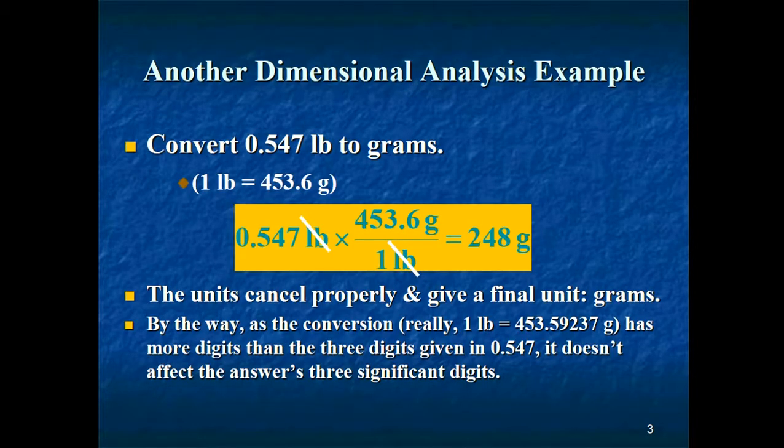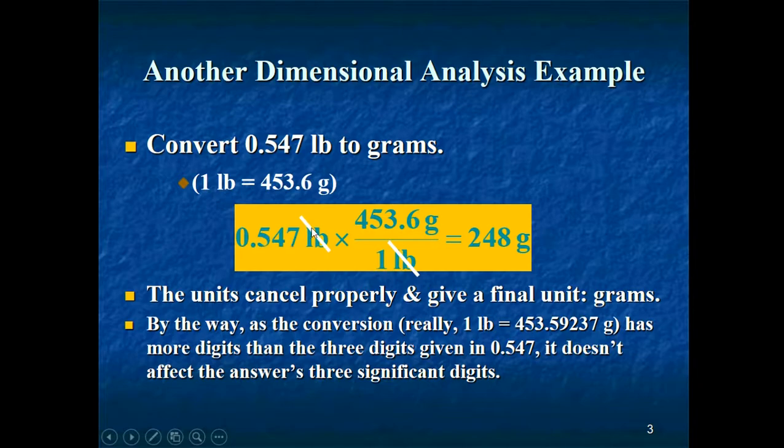All right. Convert 0.547 pounds to grams. Well, you look up that conversion, but I'll just give it to you right here, that a pound is 453.6 grams. So we're going to start with 0.547 pounds. Now we know we have to have our conversion of pounds to grams with the pound on the bottom side. So we have our pound on the bottom, the 453.6 grams over 1 pound. Why? So that the pounds cancel out, and the only label left is grams.